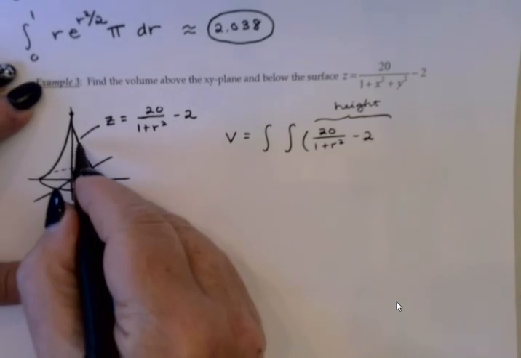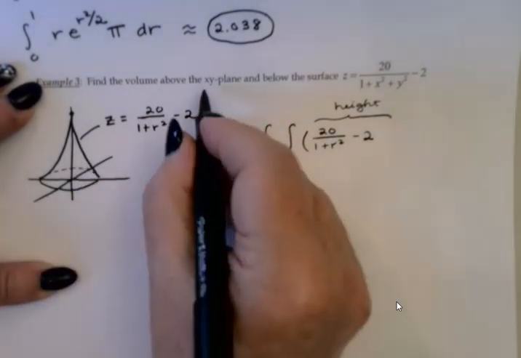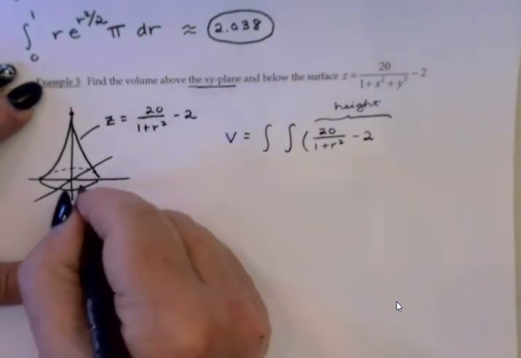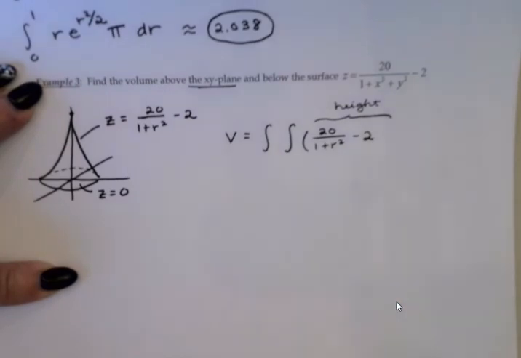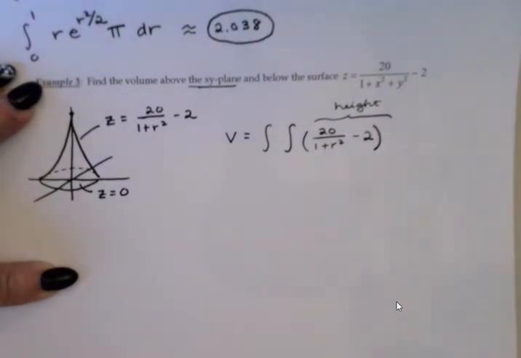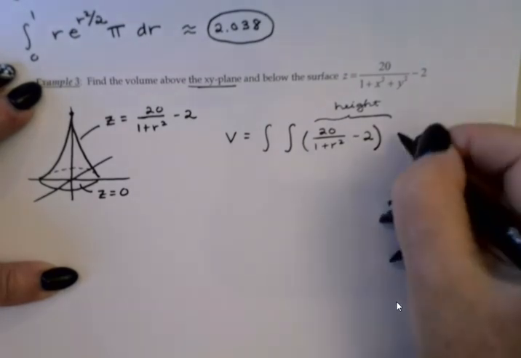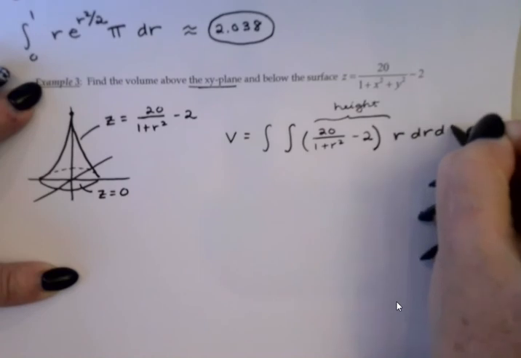Technically, I have to take the upper minus the lower, the top z minus the bottom, but I'm going above the xy plane, so the bottom here is just z equals 0. So I could put a minus 0 here, but there's no real need to write that, so I won't. The dA in polar coordinates is r dr d theta.